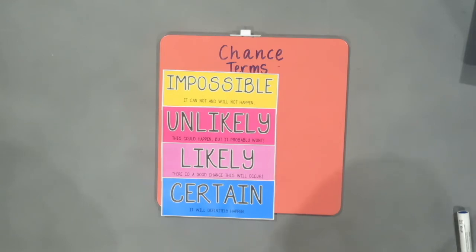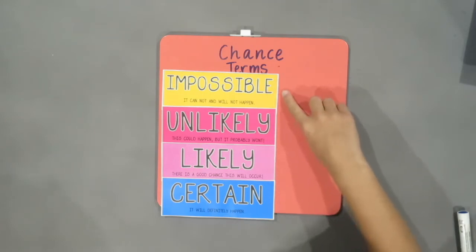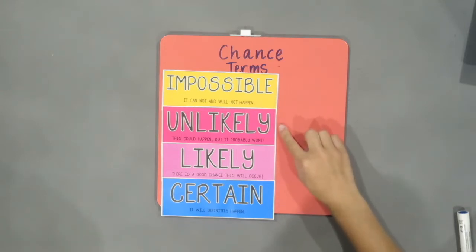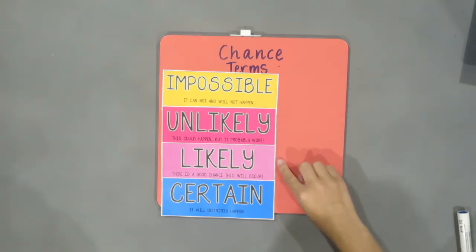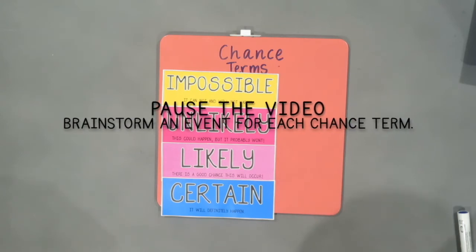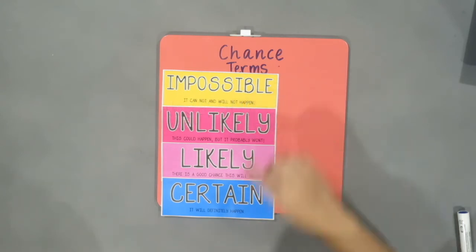I want you to think in your head of an event or something that could happen that would be impossible, unlikely, likely, and certain. Pause the video now and think of one thing for each of those terms. Let's go through some of my answers.